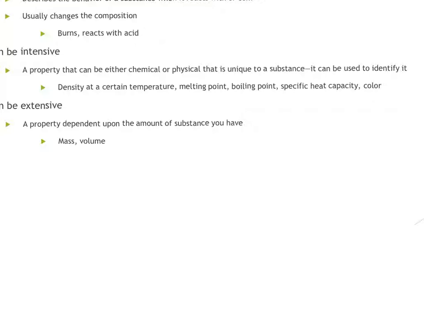I know that water at 22 degrees Celsius has a density of 1.0 grams per milliliter. So if I had 2 clear liquids and checked their density, and one was found to be 1.0 and the other 0.85, I would be able to tell which one is the water and which one would be alcohol. Melting point is another intensive property. It's unique to a substance. Boiling point, specific heat capacity, and color are all examples of intensive properties.